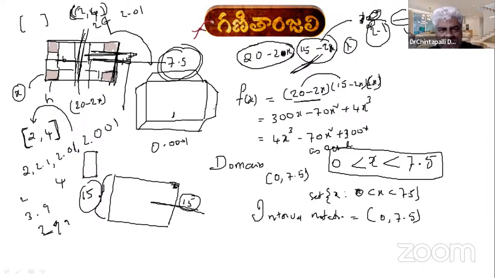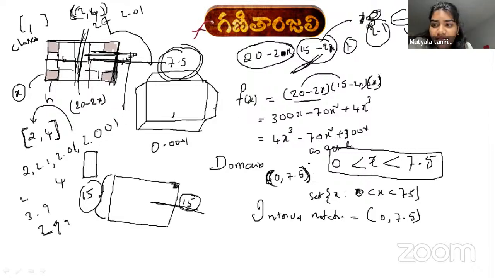So this is called an open bracket, and this is called a closed bracket, a closed interval. Here, can 0 inches be taken in this box? Can we cut 0 inches? No. That's why 0 is not included, and that's why I use the open bracket. At the same time, we can't cut 7.5 inches. That's why 7.5 is excluded. Got it? So the interval notation is open 0, 7.5.